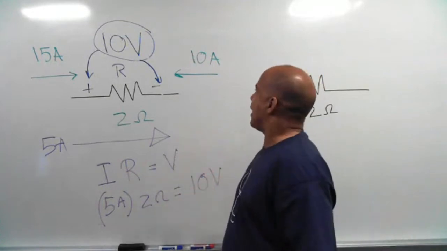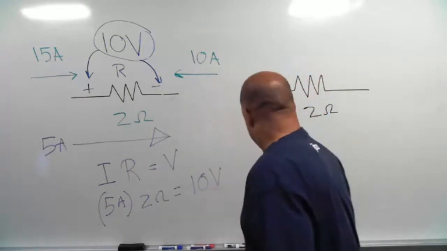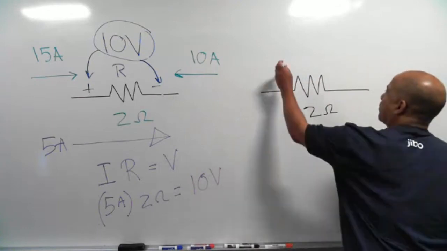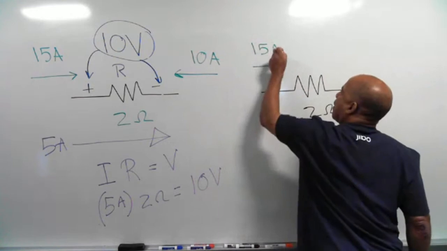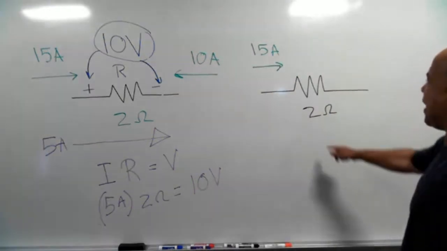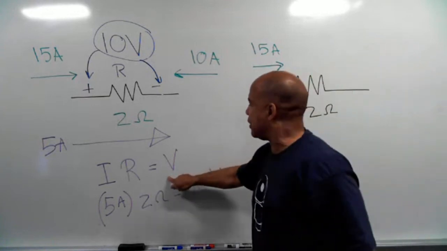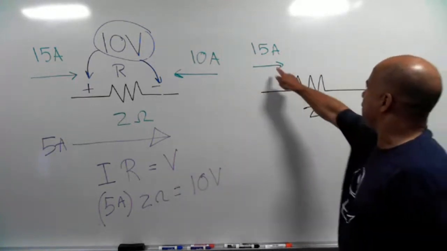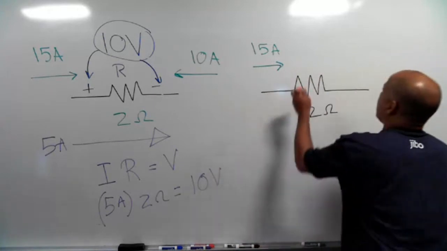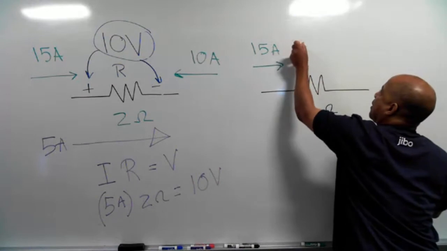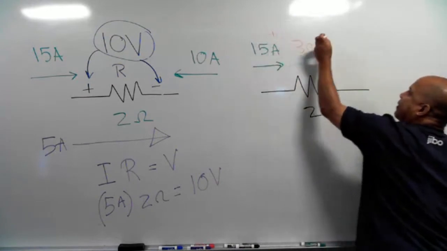You could say, I'm going to act like that 10 amps doesn't exist. I'm going to act like the only current in the circuit is 15 amps, and that 15 amps is flowing from left to right. If that 15 amps were the only current that exists, then using the same equation, the volts across that resistor would be 15 times 2, which is 30 volts. So I would have 30 volts across the resistor, and the polarity would be positive on the left, negative on the right.